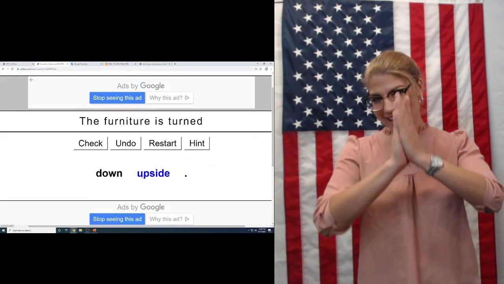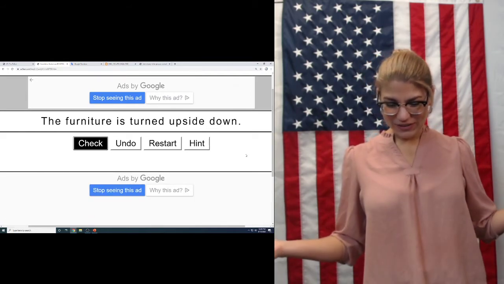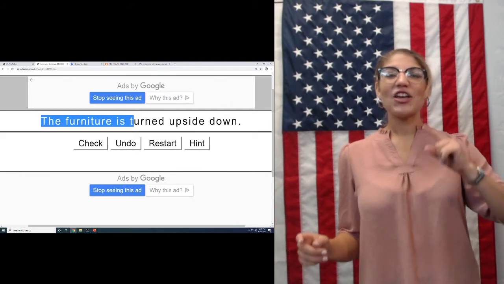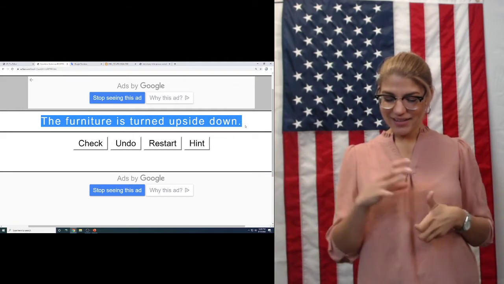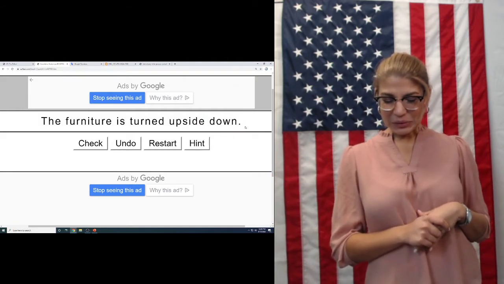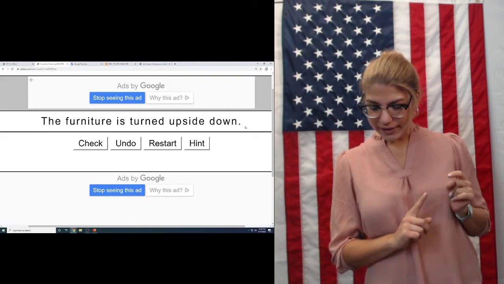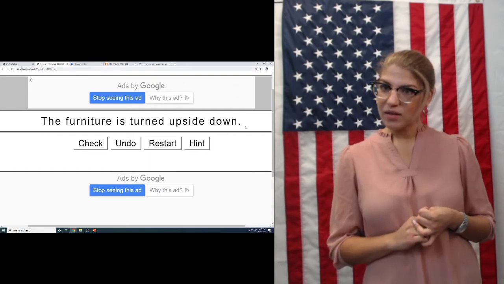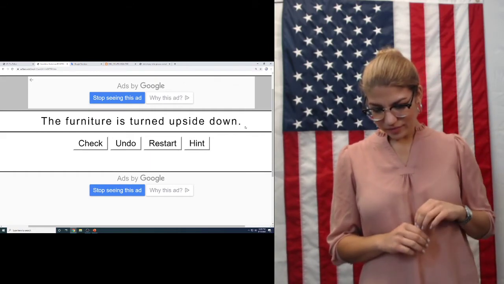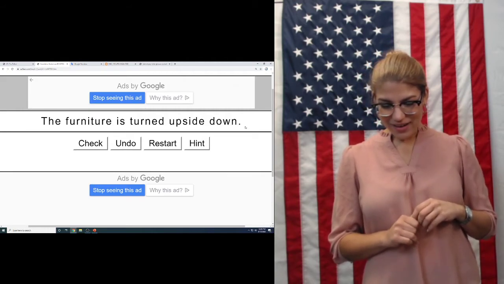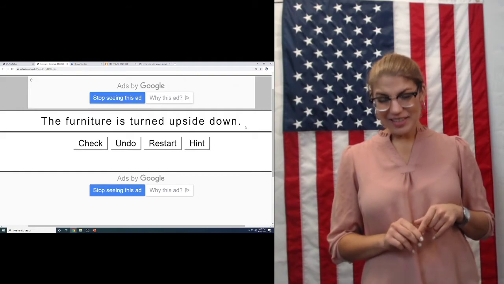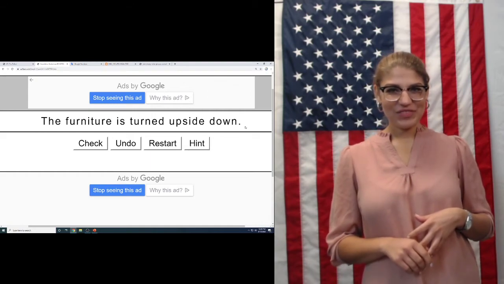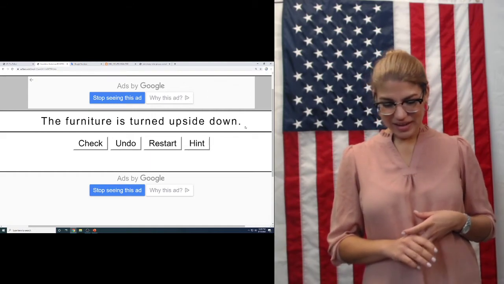Ladies, thank you and bless you. This is beautiful. Let's read it one more time. The furniture is turned upside down. Furniture. You spelled it correctly, Miss Carlita. It's beautiful. Muebles? Furniture. Good job, guys. So beautiful. Excellent. The furniture is turned upside down. Most excellent job.